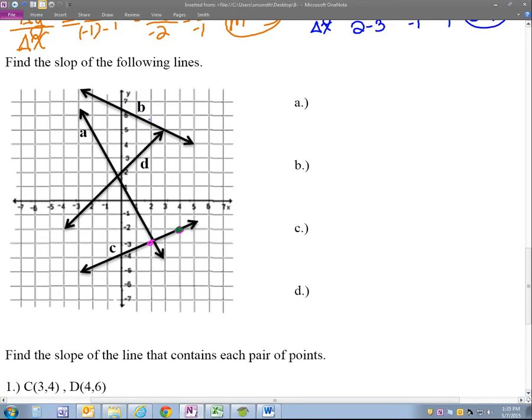Yes, sir? It does say slop. Good. See? Paying attention. So, instead of finding the slop, let's find the slope. Is that a deal? Okay, we'll find the slop later.